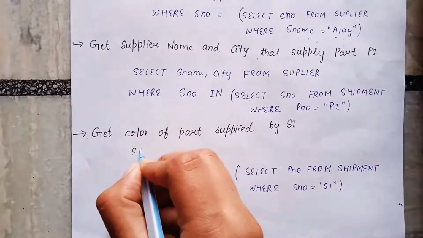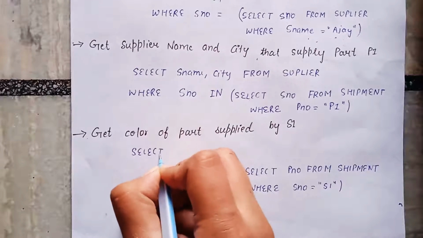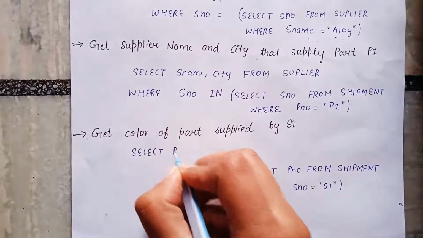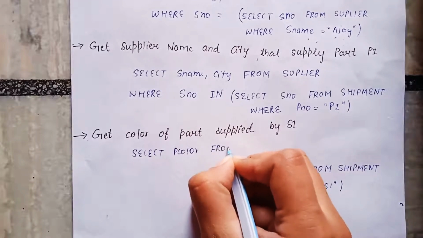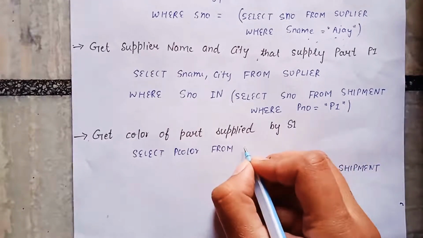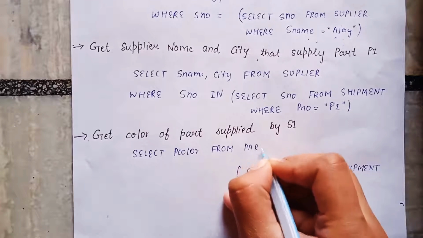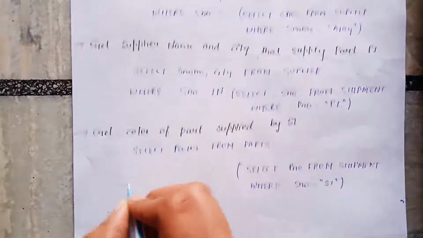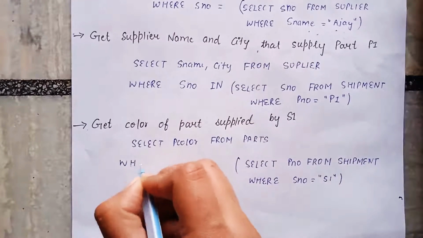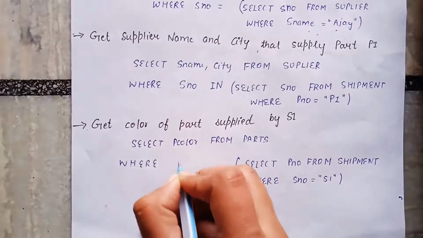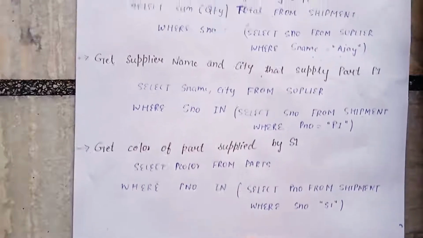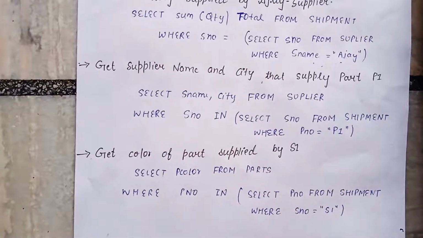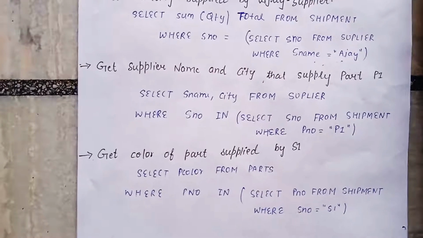See, the query would be select P color from, what is the table? Parts table. Where P number in. Here again I have made use of in. Note this thing.